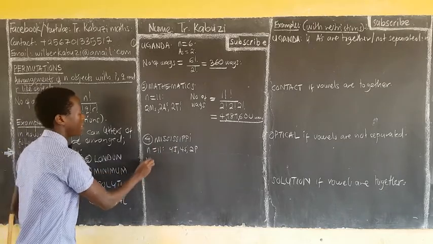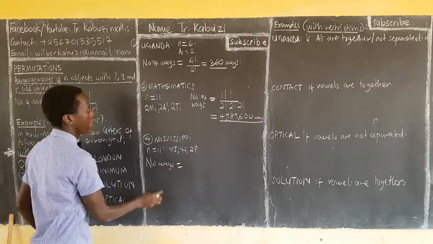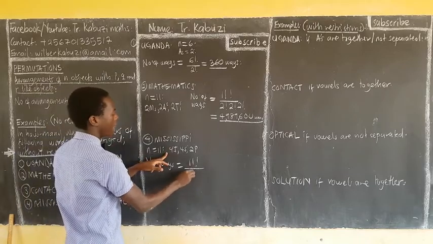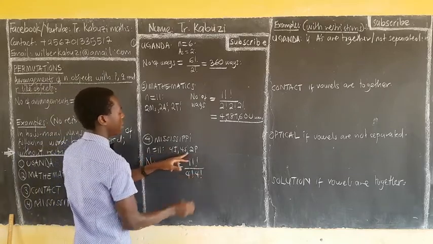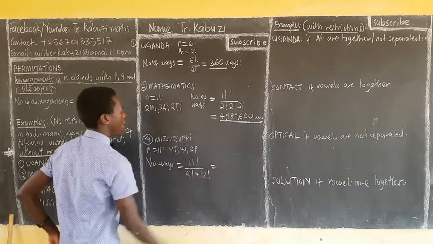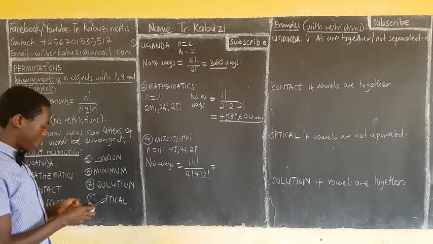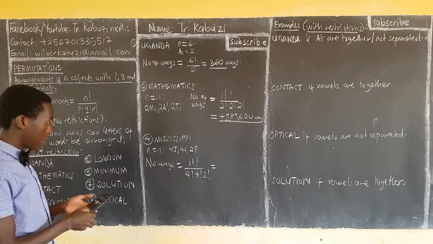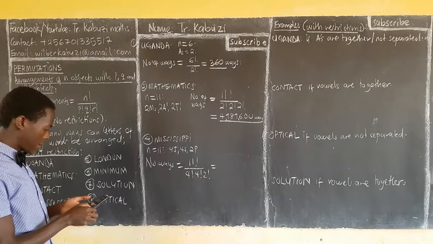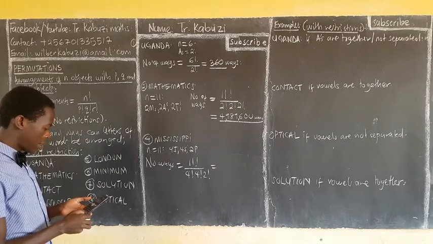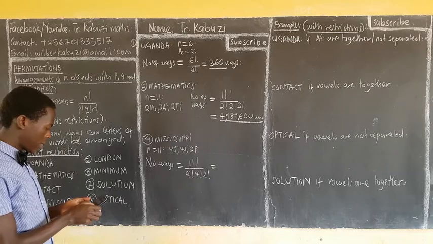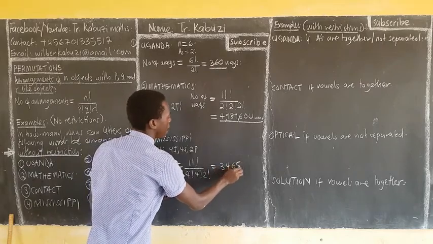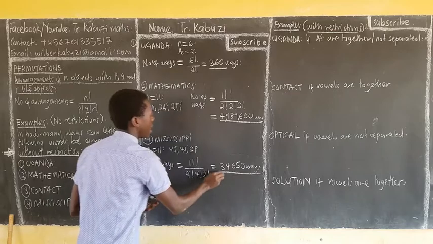So the number of ways here is going to be the total, 11 factorial, over the like ones: 4 factorial for the I's, then 4 factorial for the S's, then 2 factorial for the P's. Pressing this on the calculator, I get the answer 34,650 ways. As simple as that.